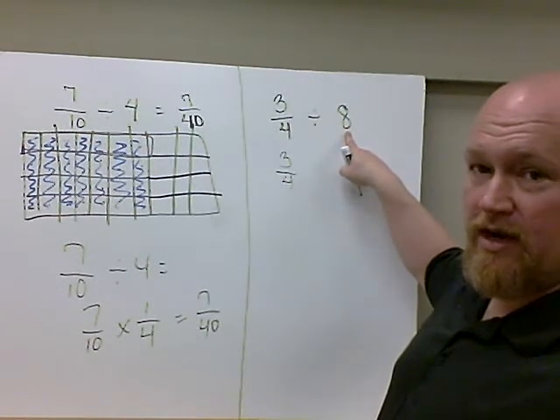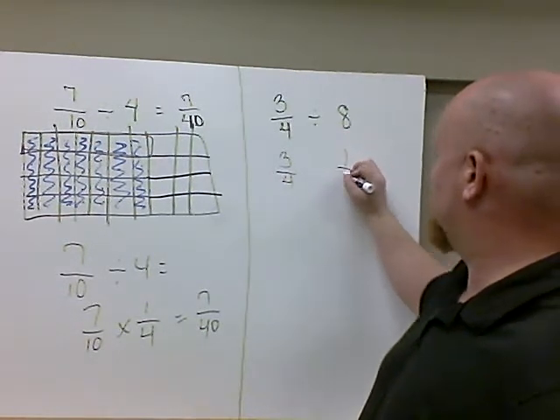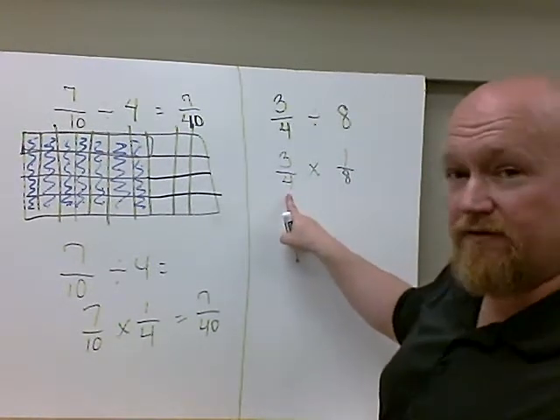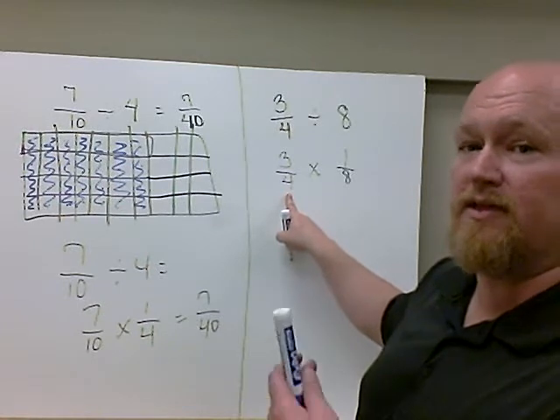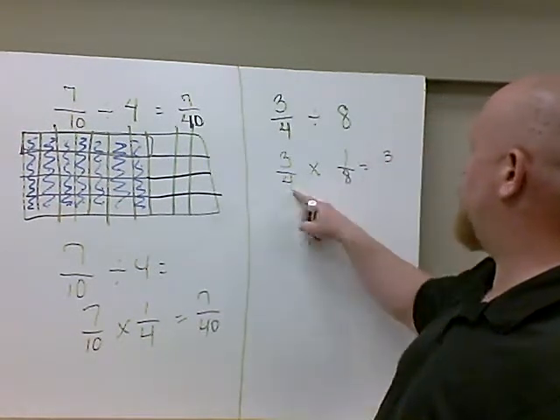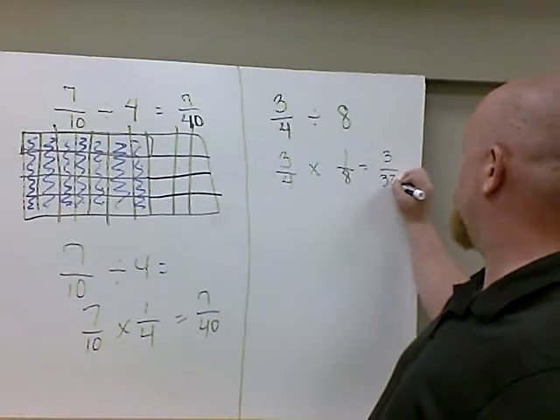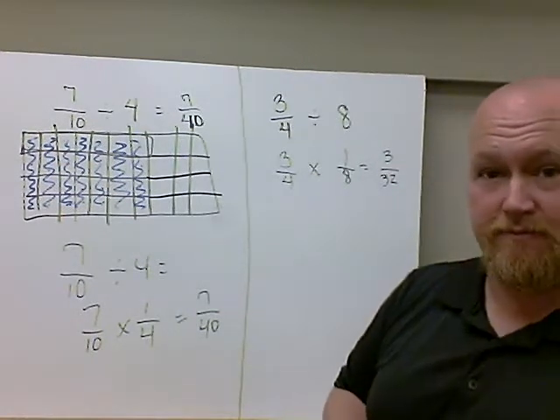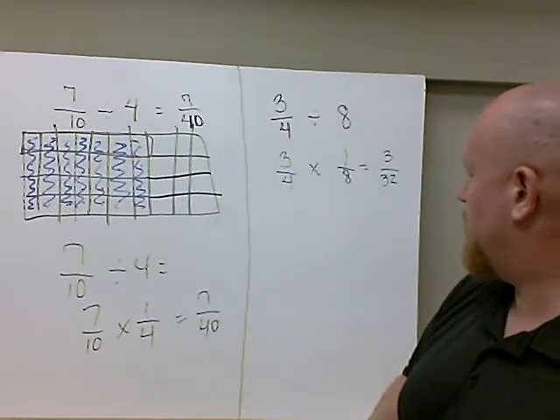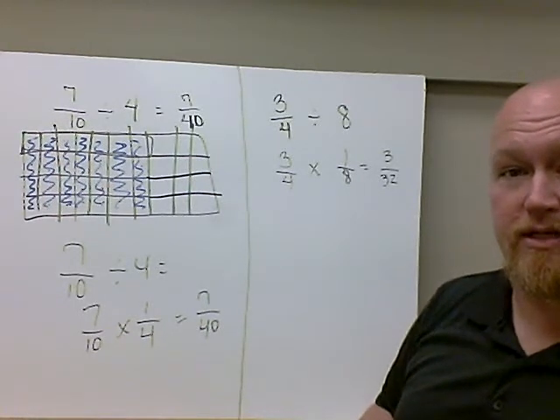Take the reciprocal of 8, which is 1/8. Multiply those two together. We don't ever take the reciprocal of the dividend. 3 times 1 is 3. 4 times 8 is 32. 32 is not a multiple of 3, so therefore it's in its lowest terms.